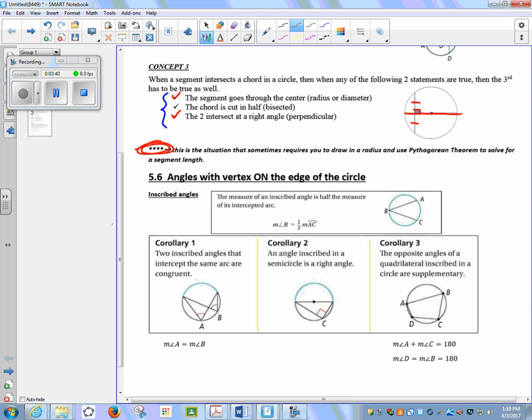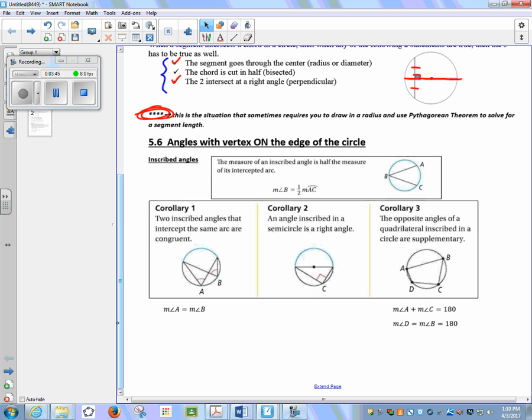All right, 5.6, angles with the vertex on the edge of the circle. So there's two types of angles with the vertex on the edge of the circle. One is called inscribed angles, right? Vertex is on the edge. This is always going to be true: that angle is half the measure of its intercepted arc. There were three corollaries that went with it. I feel like we've talked about these a lot, but I'll quickly go through them. Two angles with the same intercepted arc have to be congruent angles. So the measures of A and B are the same because they have the same intercepted arc.